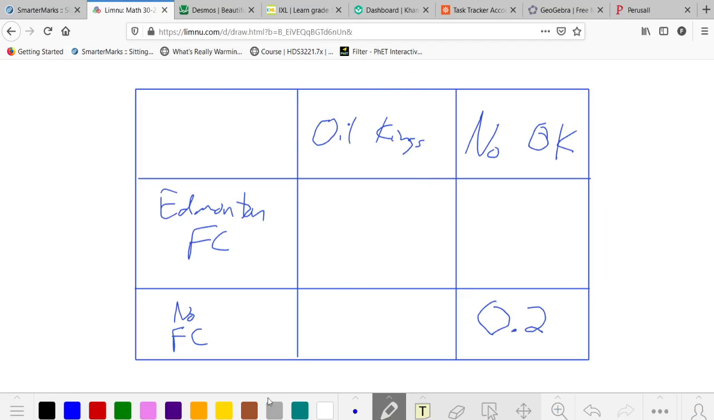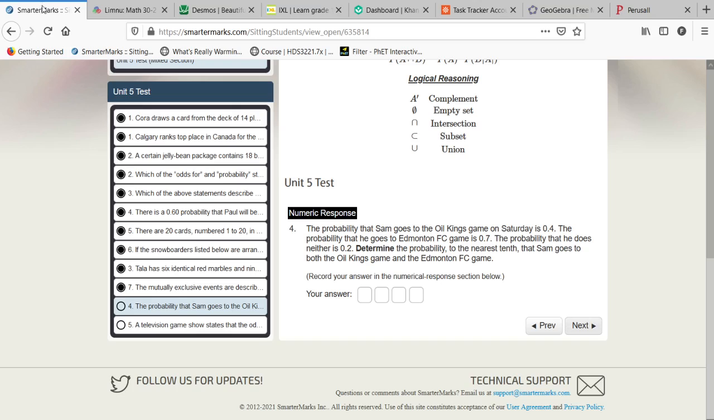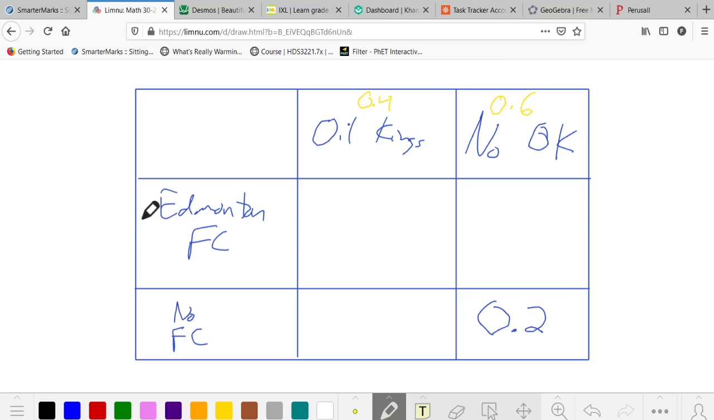So that means this entire column adds up to 0.4. This entire column has to add up to 1 minus 0.4, or 0.6. We know that there is a 0.7 probability that he goes to the Edmonton FC game. So this entire row adds up to 0.7. This entire row adds up to 0.3. So now if these two numbers add up to 0.6 and that's a 0.2, this has to be a 0.4. If these two numbers add up to 0.3 and that's a 0.2, this is a 0.1.